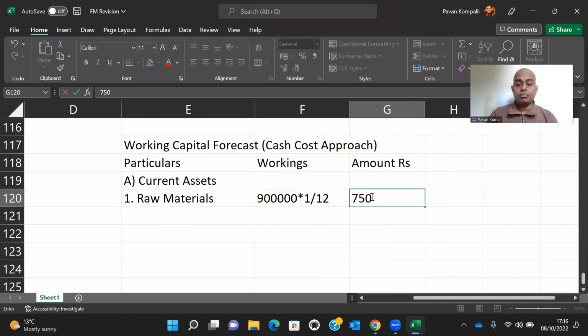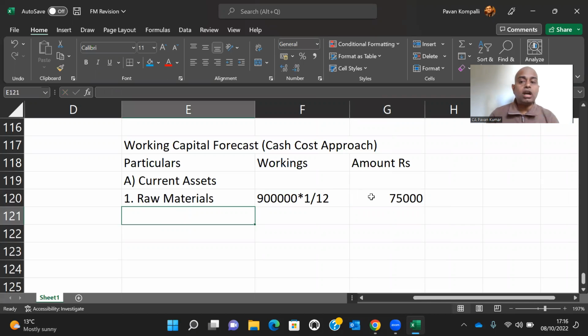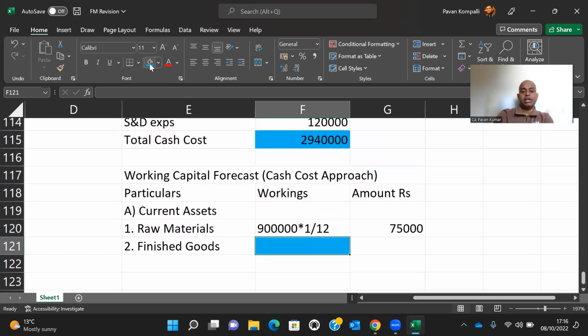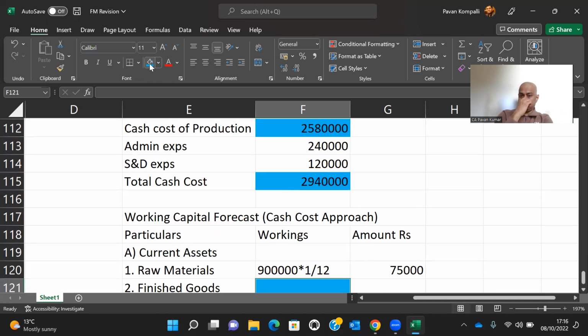75,000. Correct. Then 2, work in progress is not there. They have specifically mentioned in question, ignore work in progress. There is no work in progress. Therefore, 2, finished goods. Can someone tell me how should I calculate finished goods here? Finished goods 1 month I know, but how should I calculate? On what should I apply that 1 month? Very good. Very good, Saira.